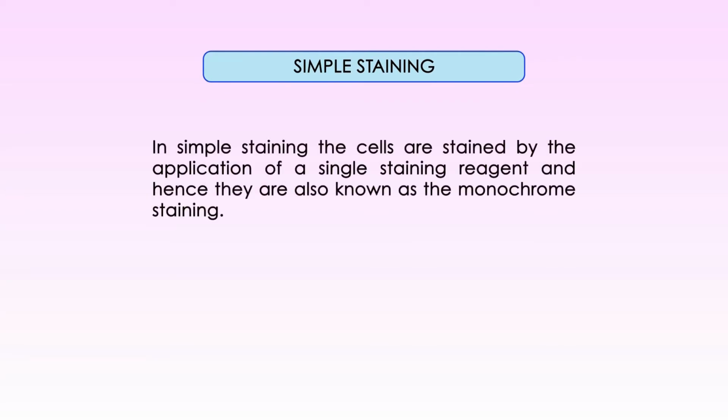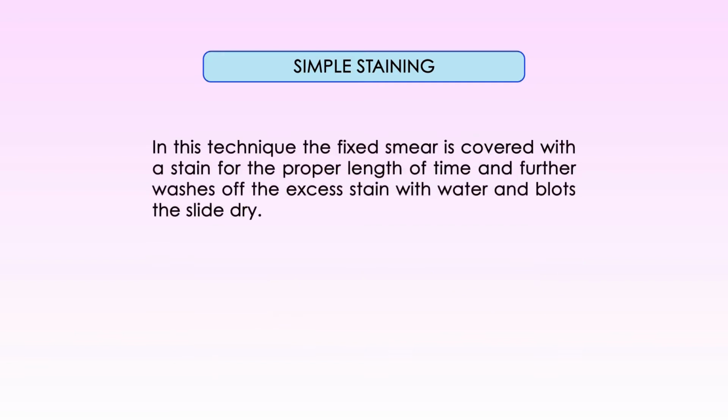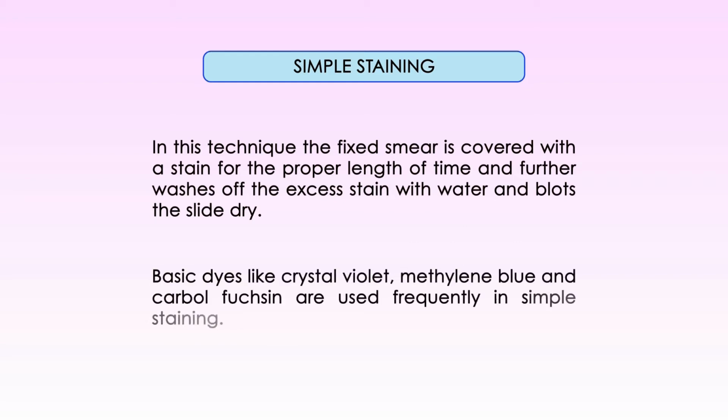So first we'll see the simple staining. In simple staining, the cells are stained by the application of a single staining reagent, and hence it is also known as monochrome staining. The purpose of simple staining technique is to determine the shape, size, and arrangement of the bacterial cell. In this technique, the fixed smear is covered with a stain for the proper length of time, and then the excess stain is washed off with water and the slide is blotted dry. Basic dyes like crystal violet, methylene blue, and carbol fuchsin are used frequently in simple staining.